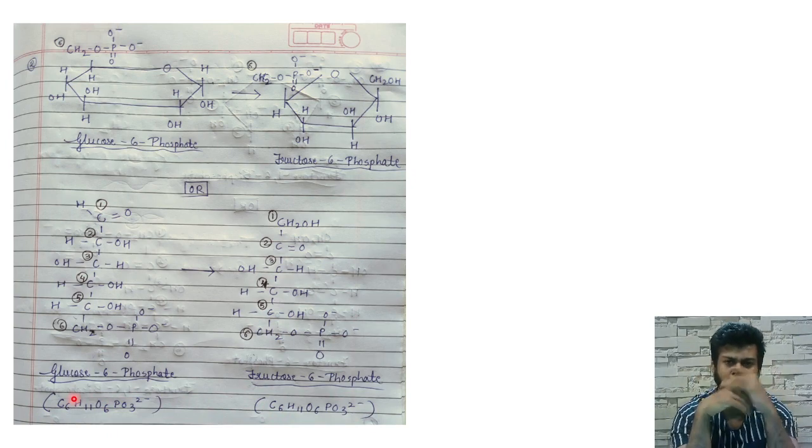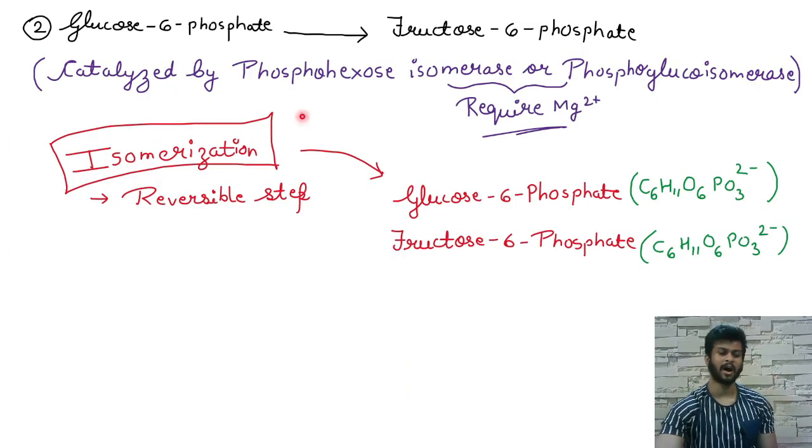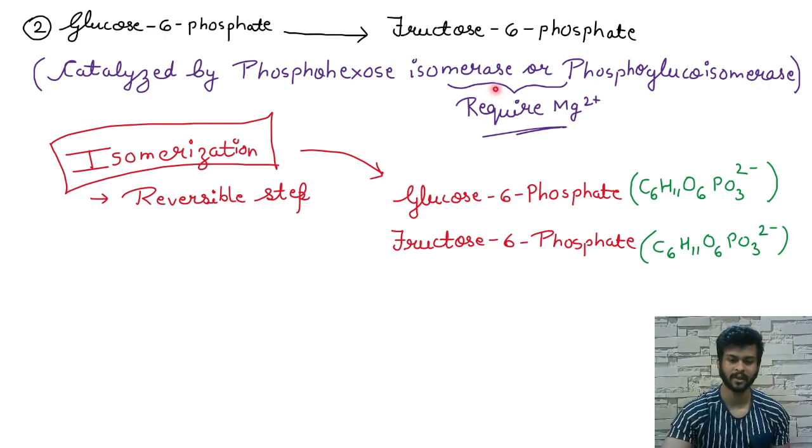Okay. So they are isomers because they have the same chemical formula but a difference in the arrangement in chemical structure. So they are isomers of each other, and hence the step name is isomerization. Okay. And the name of the enzyme is also isomerase. So you can get an idea from that also.